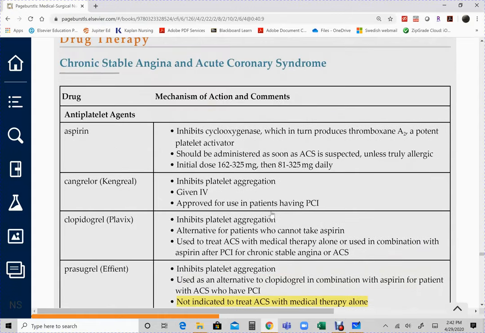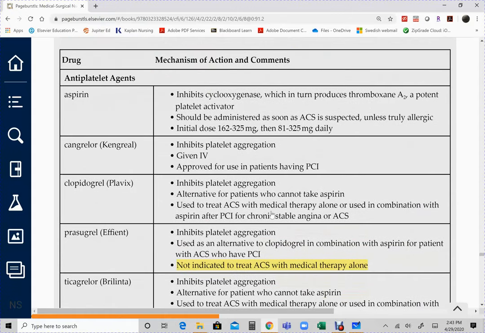So these are antiplatelets, so it's not like they destroy platelets, okay? Antiplatelet meaning they inhibit platelet aggregation, because that's what platelets do. That's how they stop bleeding, is because they stick together. So platelet aggregation means platelets sticking to each other, okay? So therefore, if you prevent them from sticking to each other, you prevent them from forming a clot.